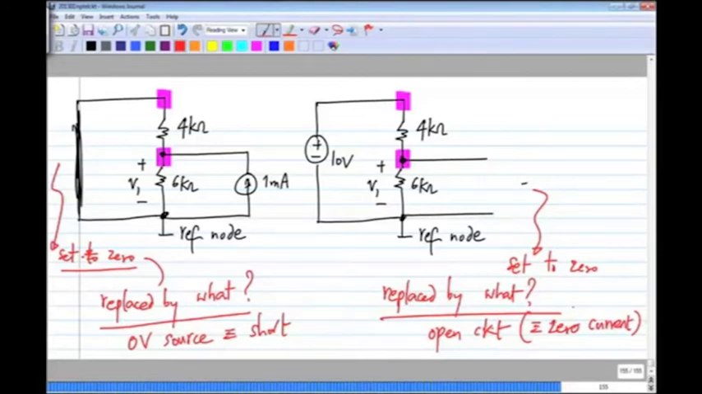Sometimes you hear terms like I remove the sources. Just try not to use that because it will only lead to confusion. So you just make that source value equal to 0. So if it's a voltage source, it becomes a short circuit. If it's a current source, it becomes an open circuit.